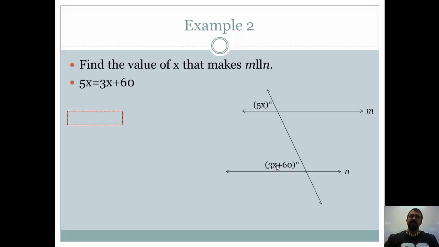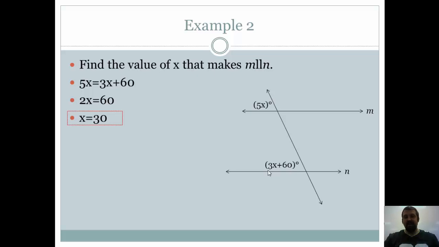5x equals 3x plus 60. 5x came from here. 3x plus 60 came from here. So 2x equals 60. I subtracted 3x from both sides, and last but not least, divide by 2. I get x equals 30. There I go. I found x. If x is 30, line M and line N are parallel.